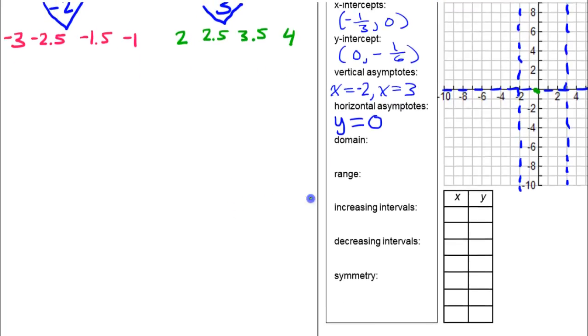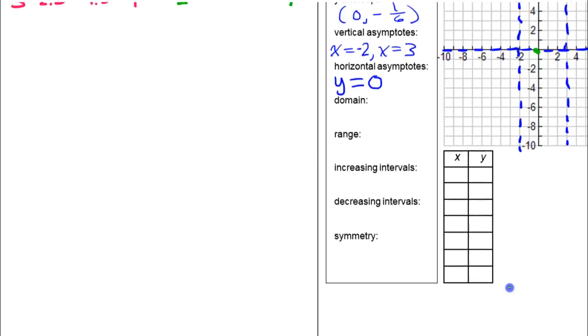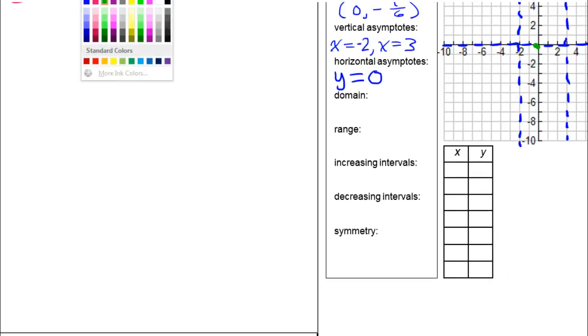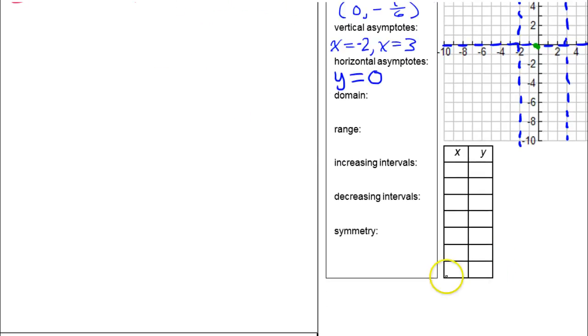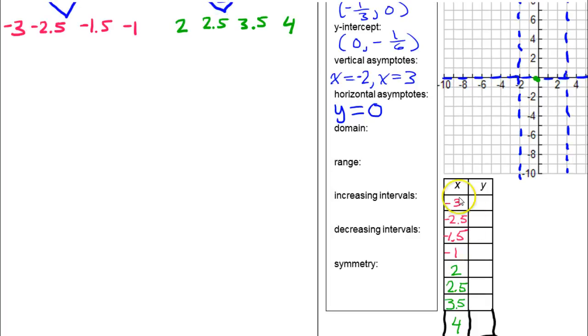Okay, so let's see. How many spaces do I have on my chart? 1, 2, 3, 4, 5, 6, 7. So I really want 8. I really want it. So I'm just going to stretch this out to make room for the extra value. Okay, so I'm just going to pause the video and copy all these values onto my chart. Okay, so here I've copied all of those values onto my chart.